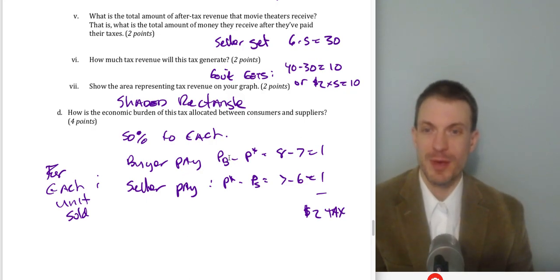How do we know how much buyers pay? It's the difference between the price paid by buyers and what would have been the equilibrium price, and the equilibrium price and the price sellers actually receive is how much sellers are paying.